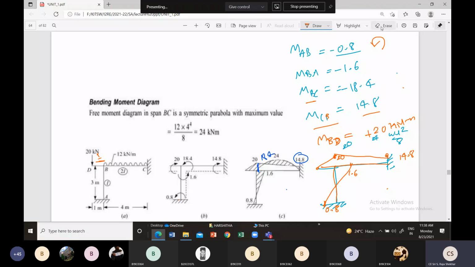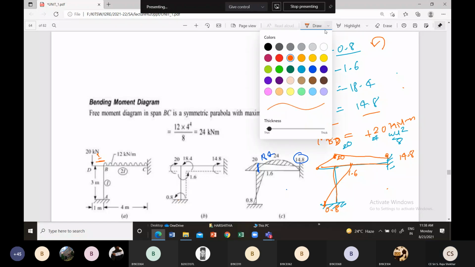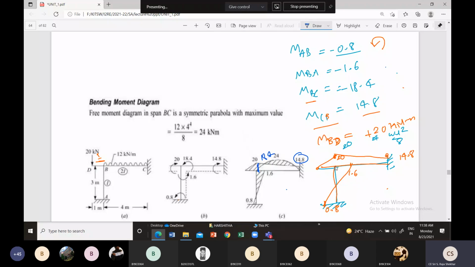This is called hogging bending moment diagram. Now what you need to do? You need to draw the applied moment diagram. So applied moment, that is the sagging bending moment diagram. For BC member, a uniform distributed load is acting. Because of this, a sagging moment is going to develop here. Because of this load, hogging moment is going to develop at support B. Those hogging moments I have represented here. Because of this applied load of 12 kN per meter, a sagging bending moment is going to develop.